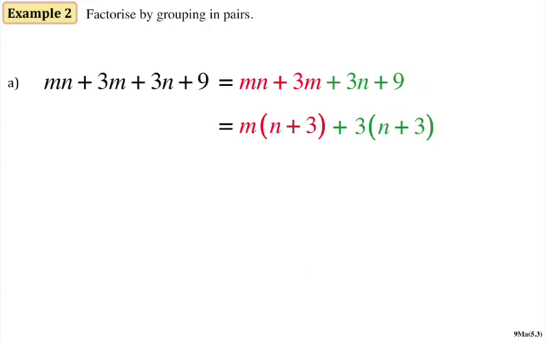I can do a quick check. What's m times n? mn. What's m times 3? 3m. What's 3 times n? 3n. What's 3 times 3? 9. So that all checks out. Now I've got it down to common brackets of n plus 3. They're separated by a plus sign, so I can take out that common bracket of n plus 3. What goes in the leftovers? m plus 3. And there's my final answer.